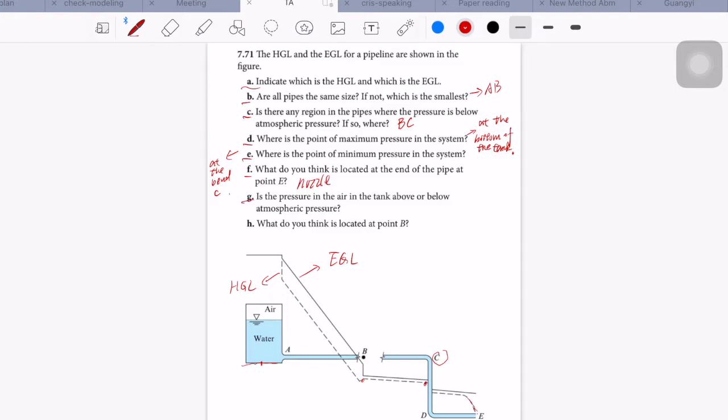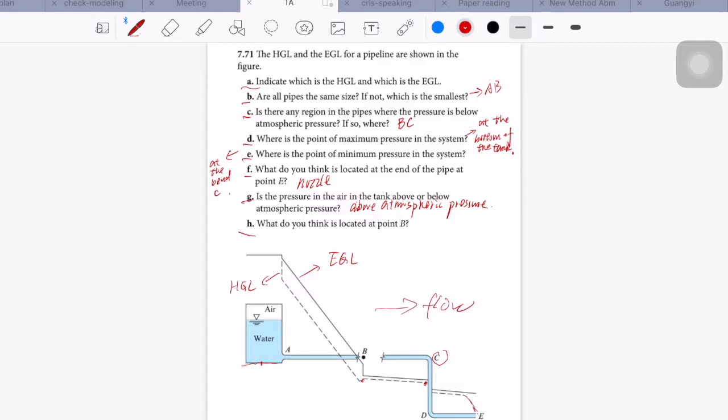For G, is the pressure in the air in the tank above or below the atmospheric pressure? It should be above atmospheric pressure, since we know the flow direction is from left to right.